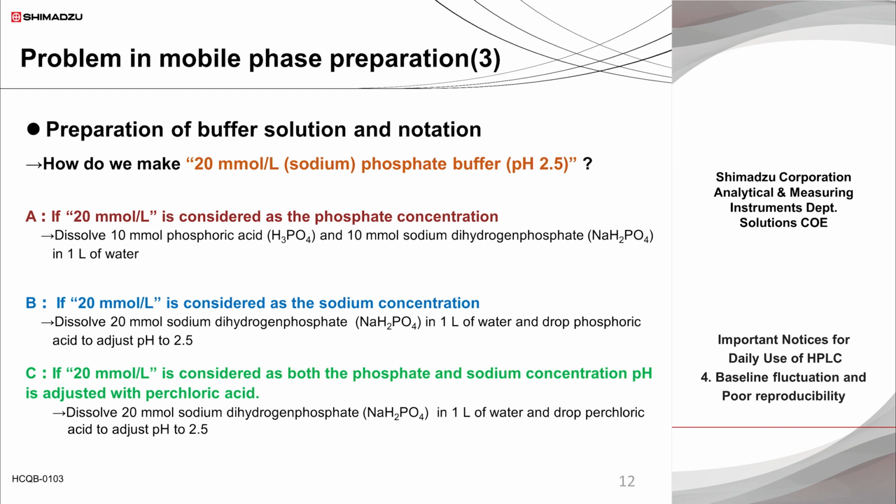The next case is when the specified concentration of 20 millimoles per liter is considered the same for both phosphate and sodium. In this case, some acid besides phosphoric acid has to be added into the monosodium phosphate solution to adjust the pH to 2.5. Since the phosphoric acid concentration is fixed, we use perchloric acid to adjust the pH to 2.5. All buffers can be considered 20 millimoles per liter sodium phosphate buffer, pH 2.5, but do they really have the same performance as a mobile phase?